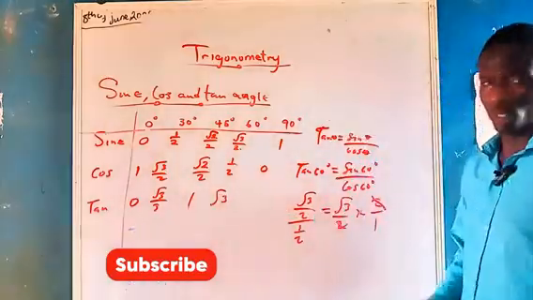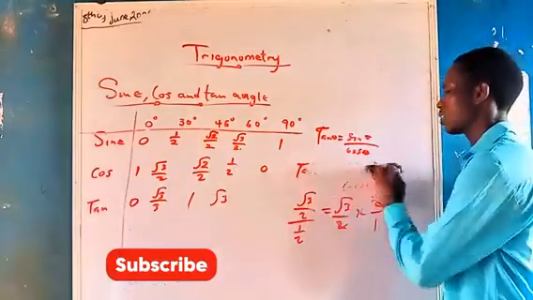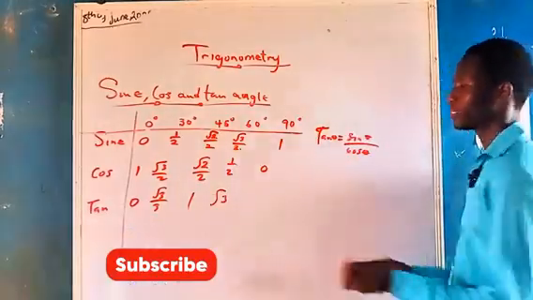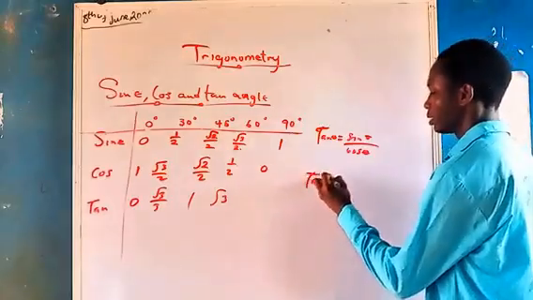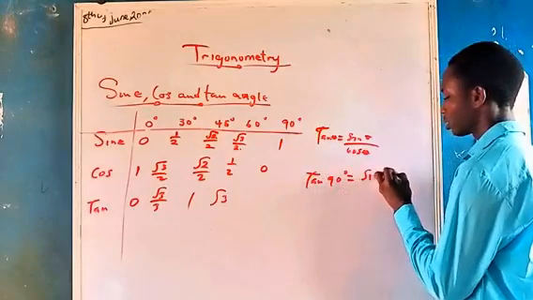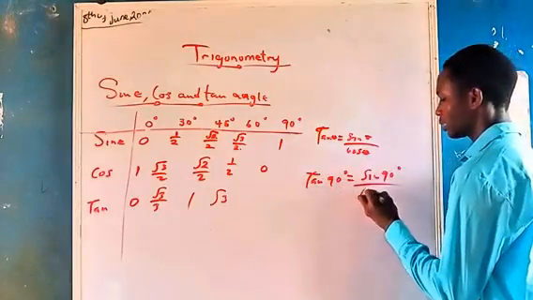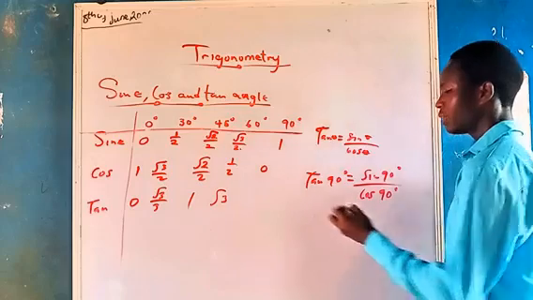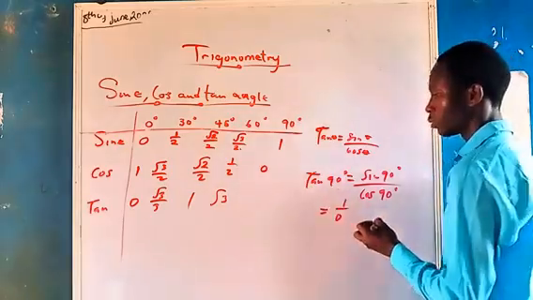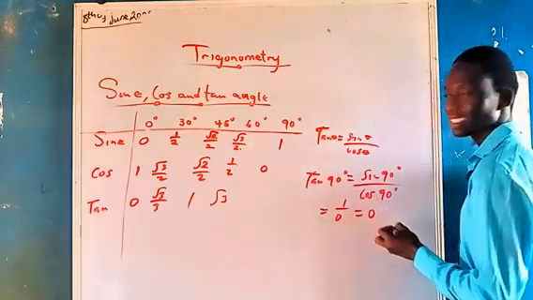All right, now we are going to another special angle. We are having tan 90 degrees now. Tan 90 degrees equals sine 90 degrees over cos 90 degrees. And then when you're talking about this, what is sine 90 degrees? That's 1. What is cos 90 degrees? That's 0. This is going to give us 0, right?